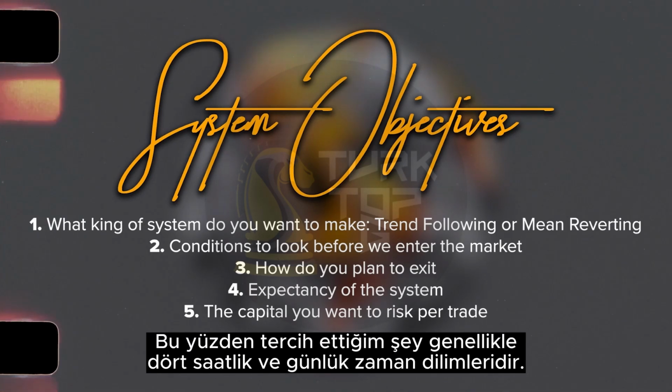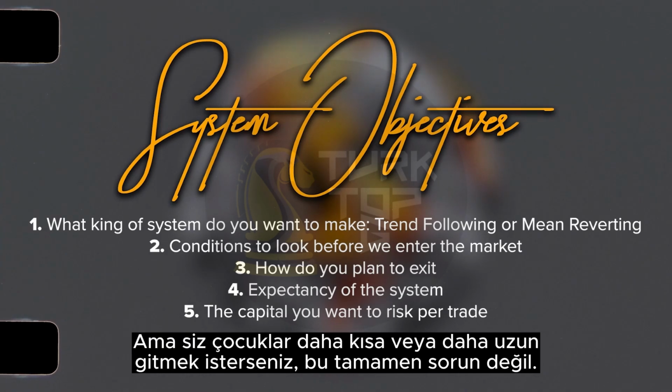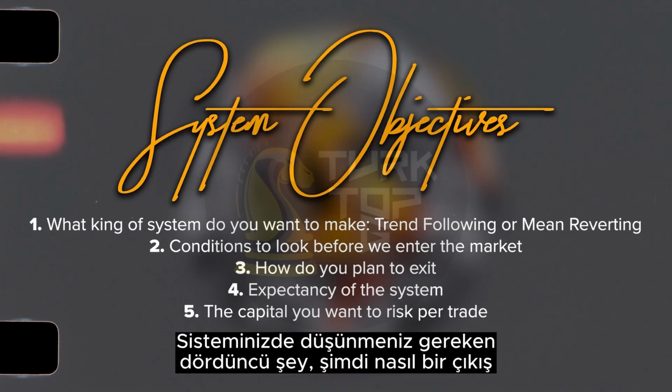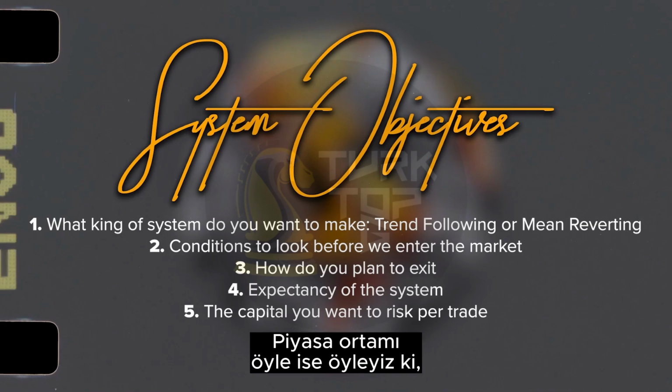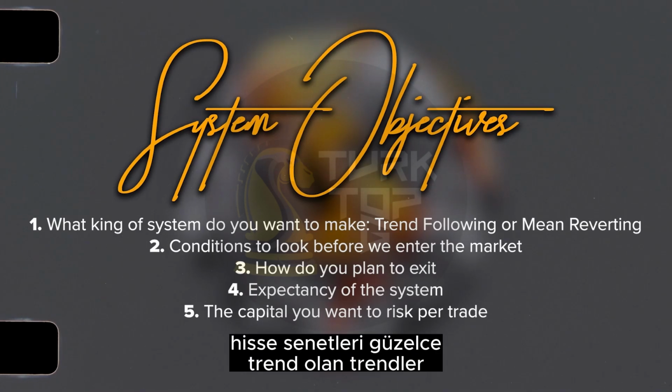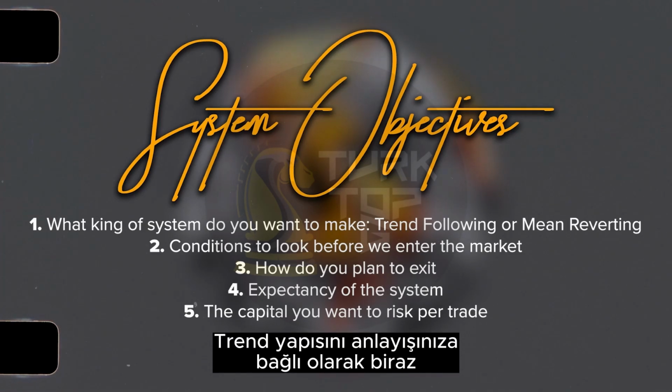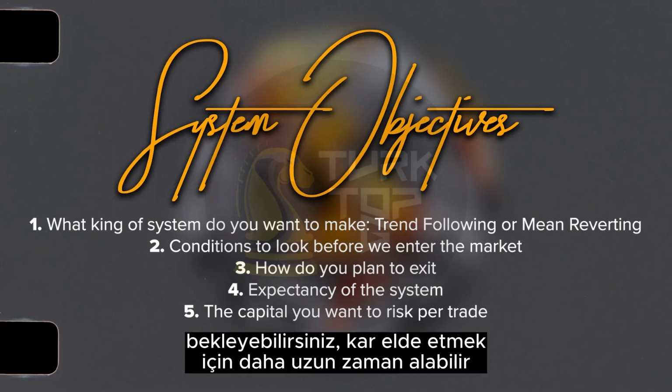So what I prefer is usually 4 hourly and daily time frames. But if you guys would like to go shorter or a lot longer, that's completely fine. The fourth thing you have to think about in your system is how do you plan to take an exit? Now, a bit of it depends on what market environment we are in. If the market environment is such that stocks are trending beautifully, you can wait a bit. Based on your understanding of the trend structure, take a longer time to take profits.